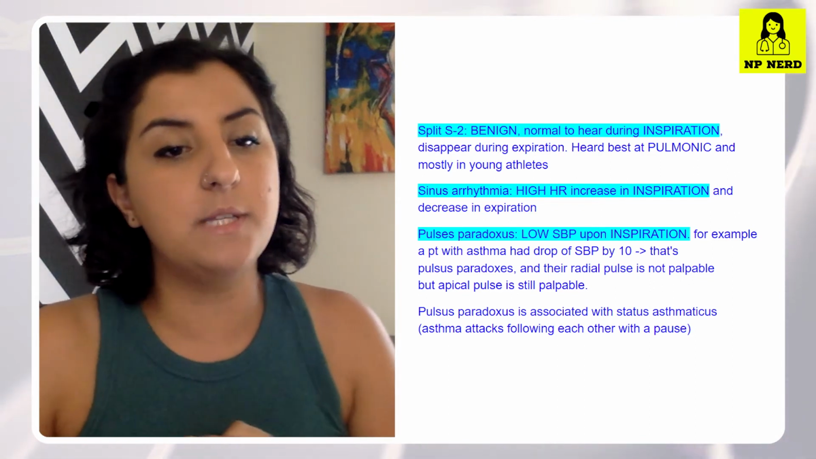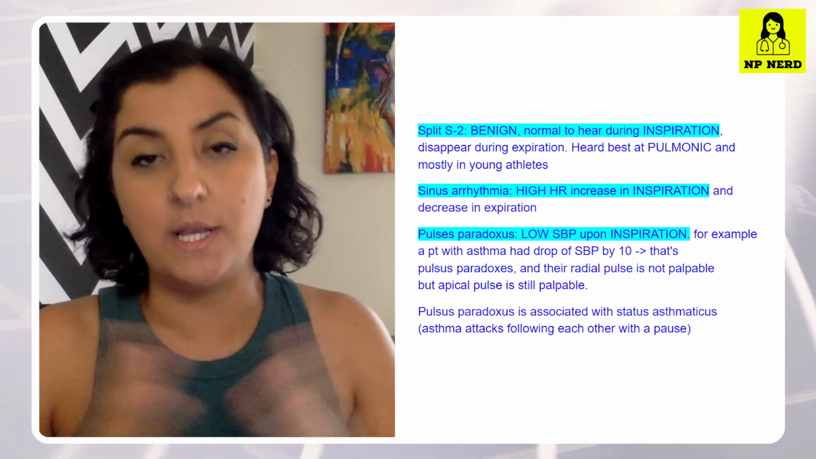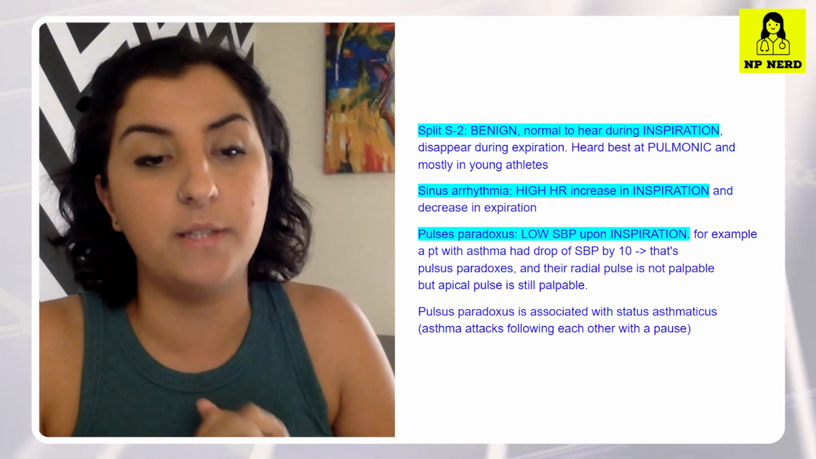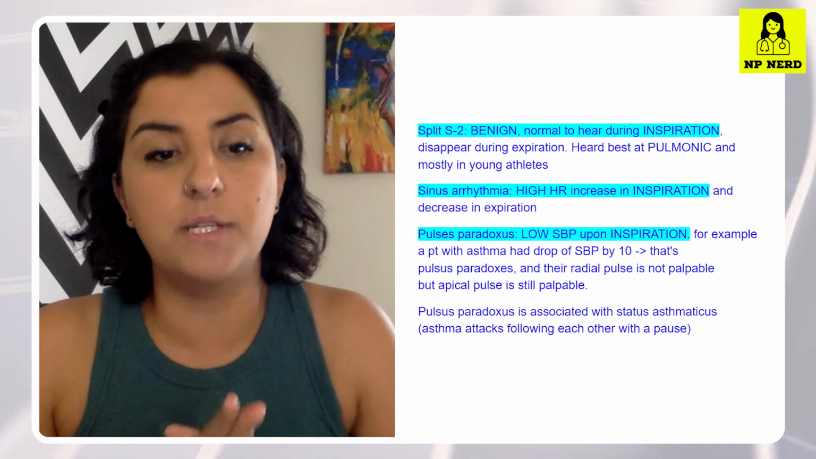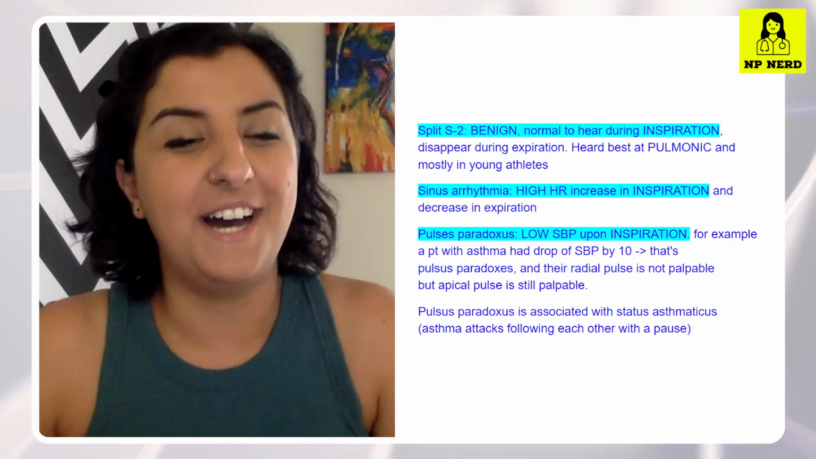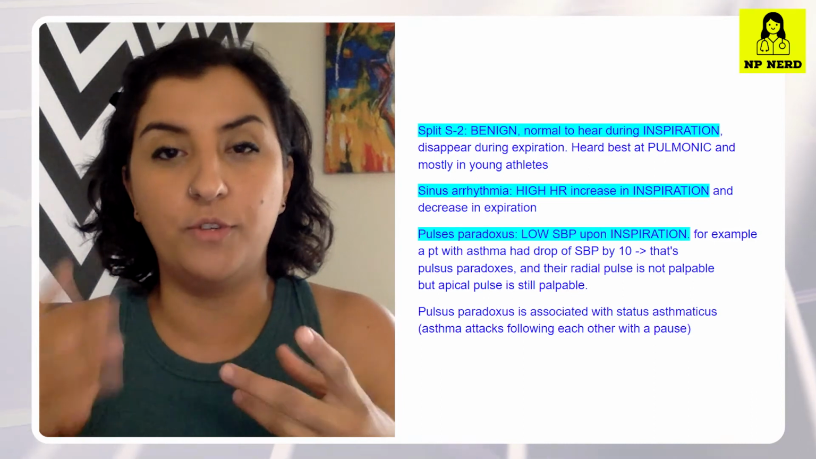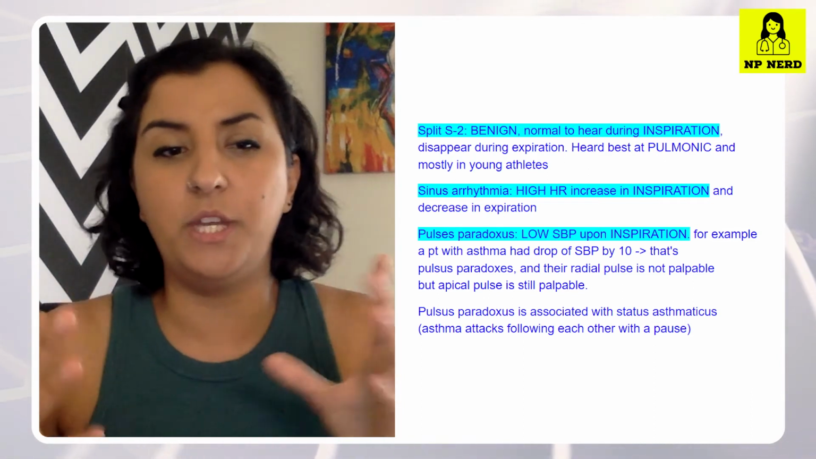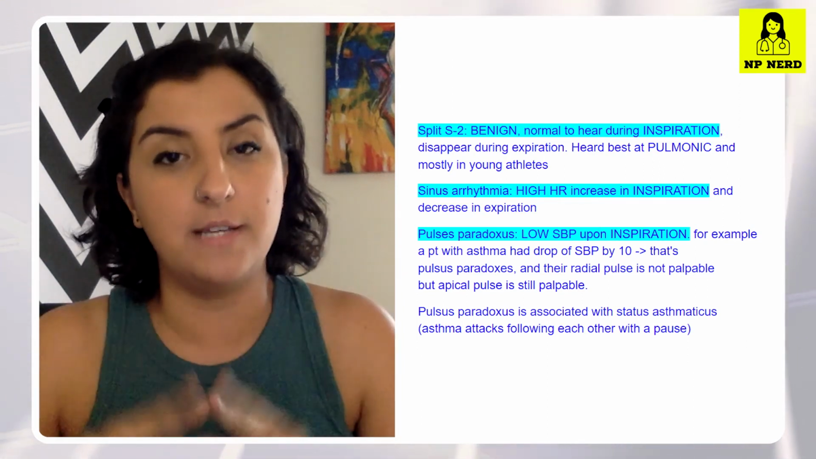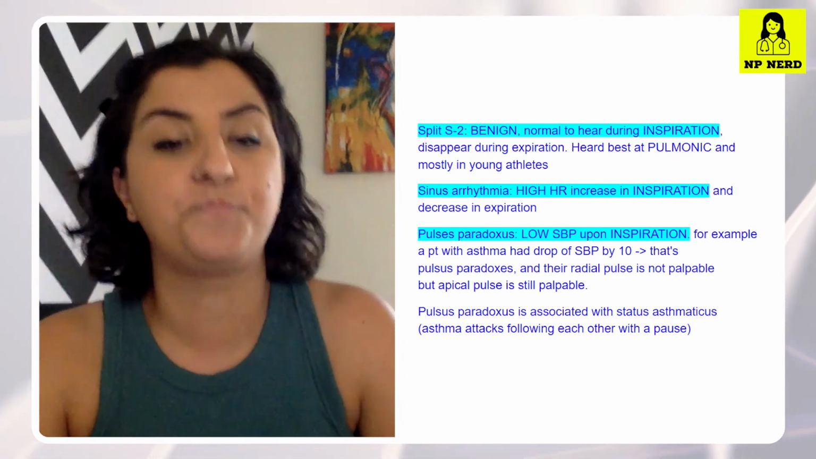And then pulsus paradoxus is low systolic blood pressure upon inspiration. Okay, so as the patient takes a breath, the blood pressure goes down. That's your pulsus paradoxus. And usually pulsus paradoxus is associated with status asthmaticus. So when they tell you a patient has asthma attacks that happen over and over, and then you're hearing this blood pressure changes with respiration and all that, you have to guess that it is pulsus paradoxus. That's what they're trying to talk about for you.